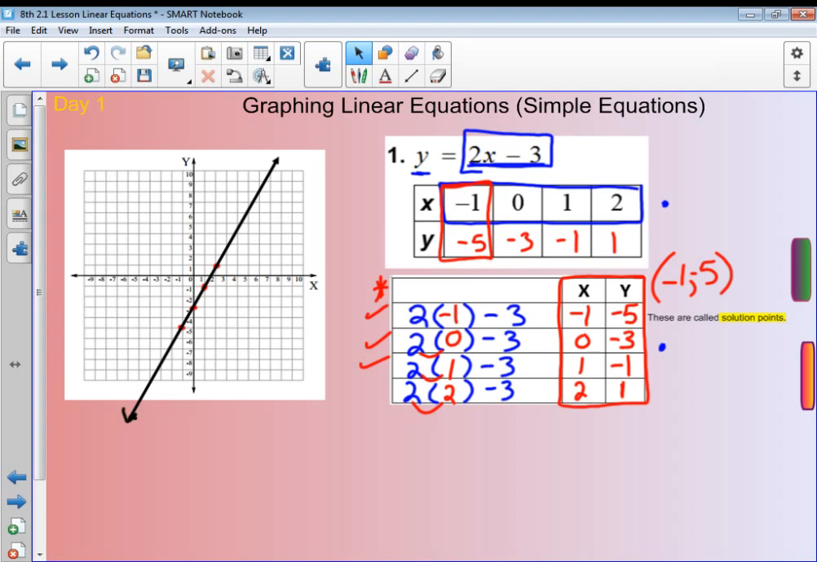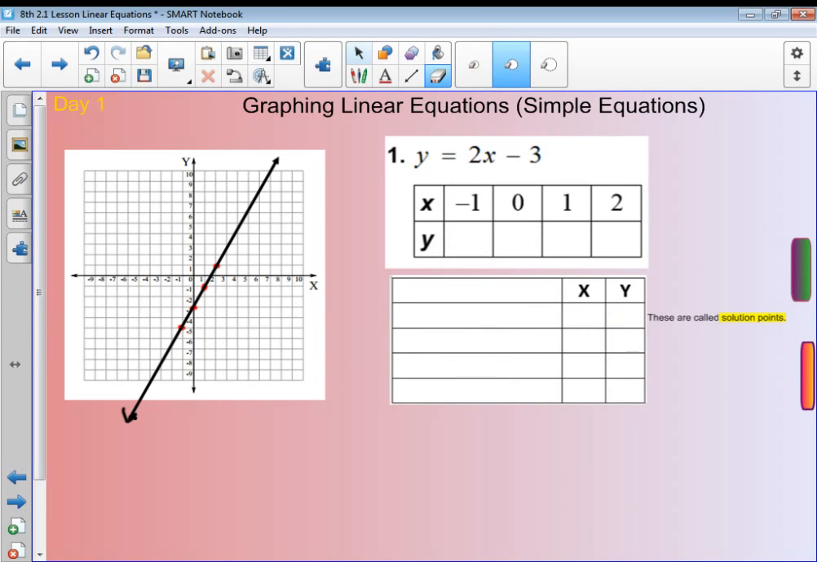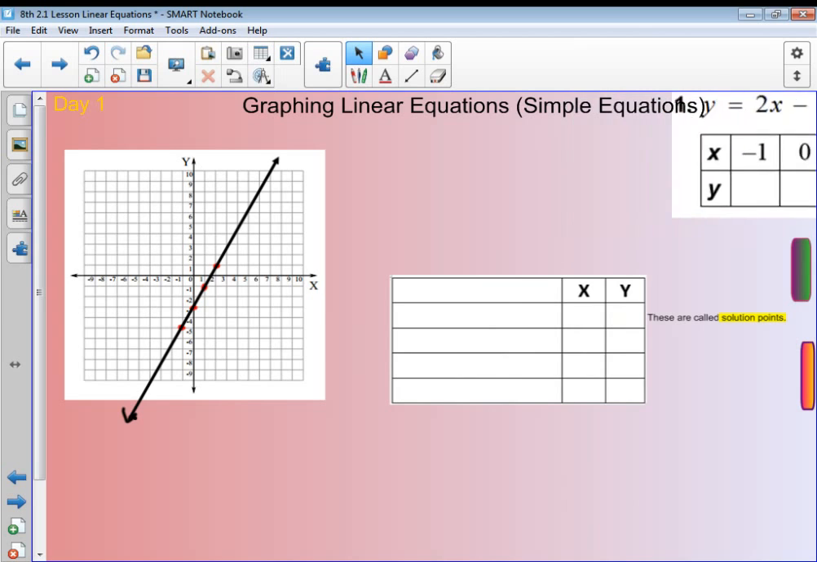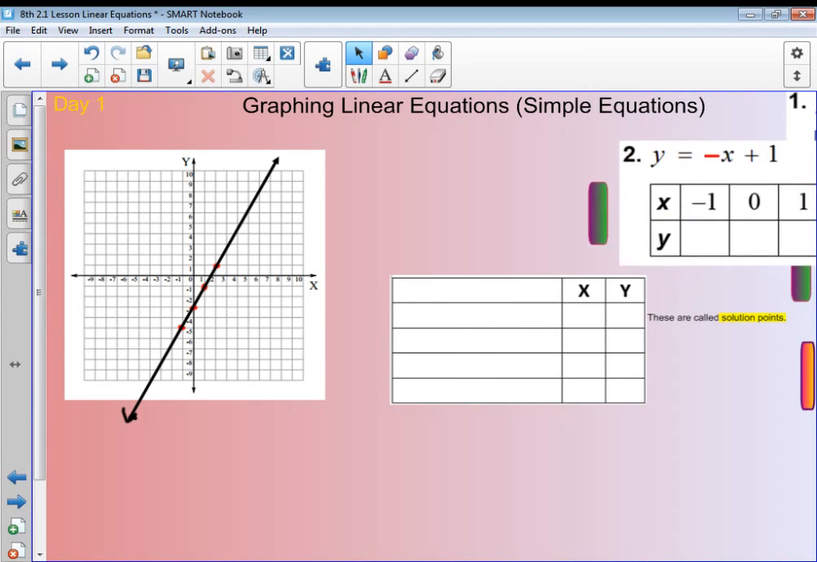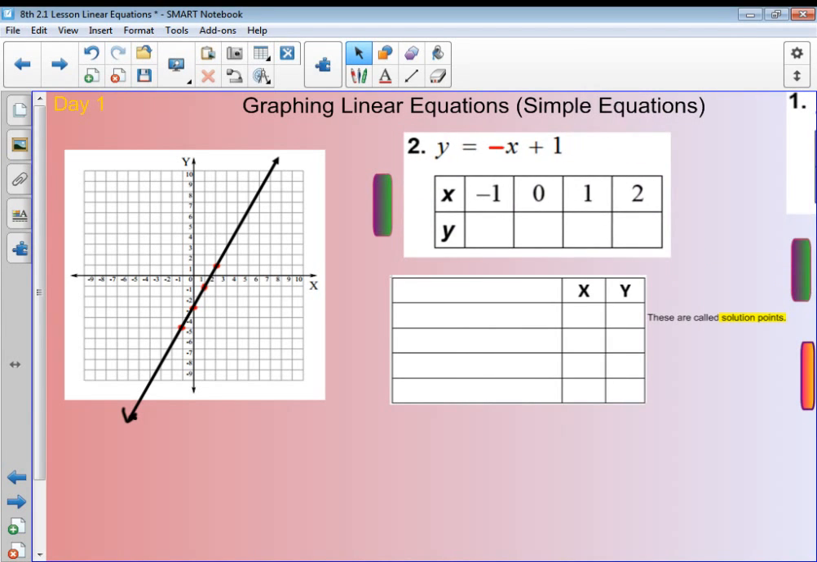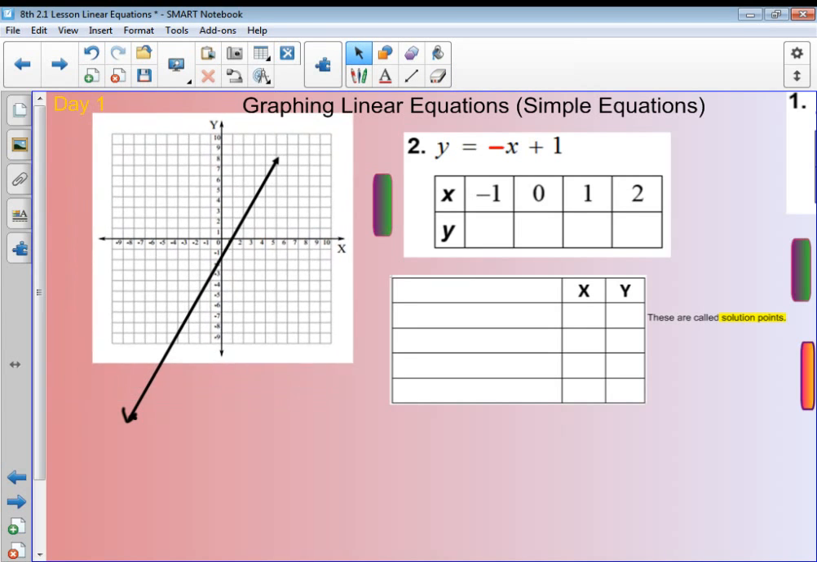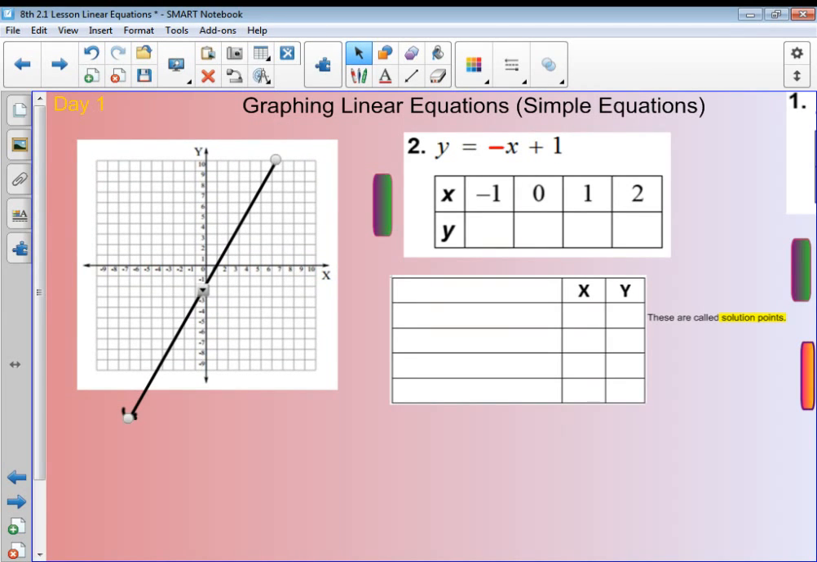Now, as you are working through these, to start out with, they tell you what they want you to use for x. Eventually, they will go away from that and you will get to choose what you can use for x. When you get to choose, I highly recommend using small numbers like 0, 1, 2, 3, or negative 1, 0, 1, or something along those lines. So let's try another one of these.